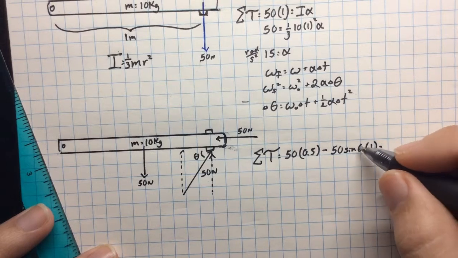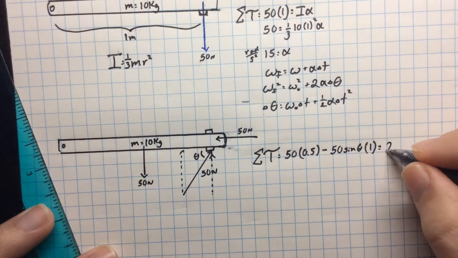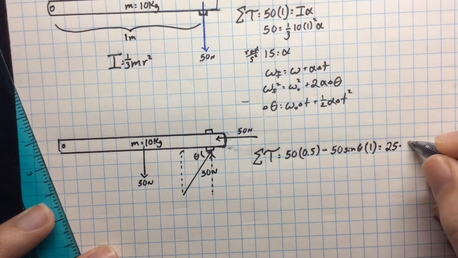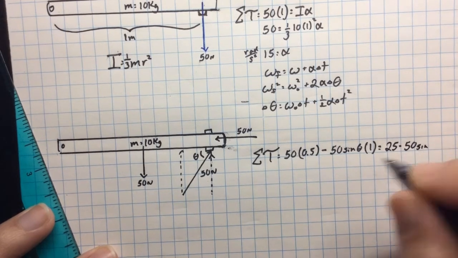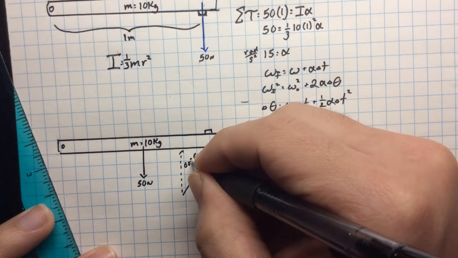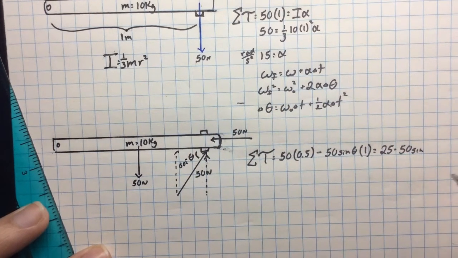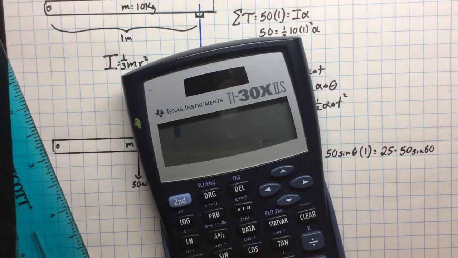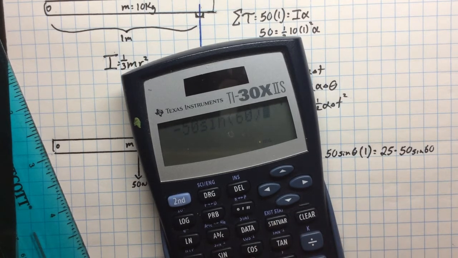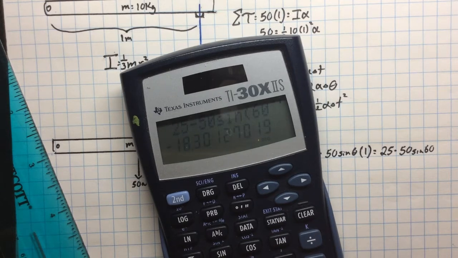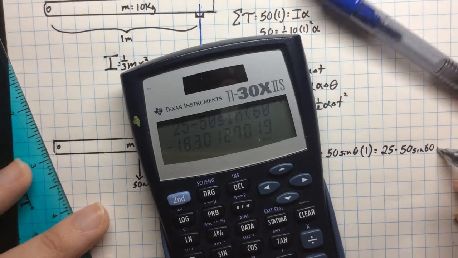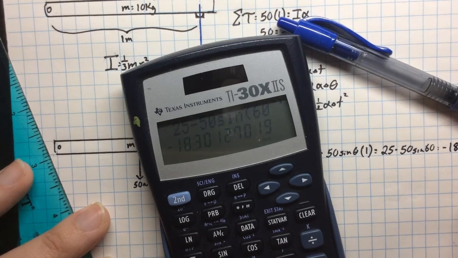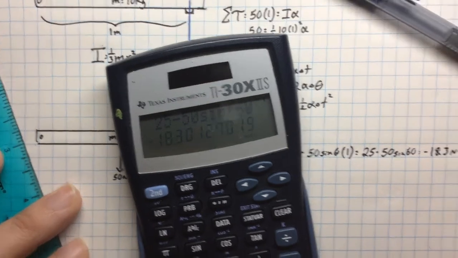So whatever this angle might be, I would have to take 50 times 0.5, that would be 25. I would have to subtract 50 times the sine of whatever the angle is. Let's just make it 60. I know we can probably find out exactly what it is because I have graph paper, but whatever. So sine of 60, and what is that, 0.866, I believe? Let me grab this guy. Let's go to degrees, 25 minus 50 times the sine of 60. And yeah, I get negative 18.3 Newton meters for the torque on this thing.